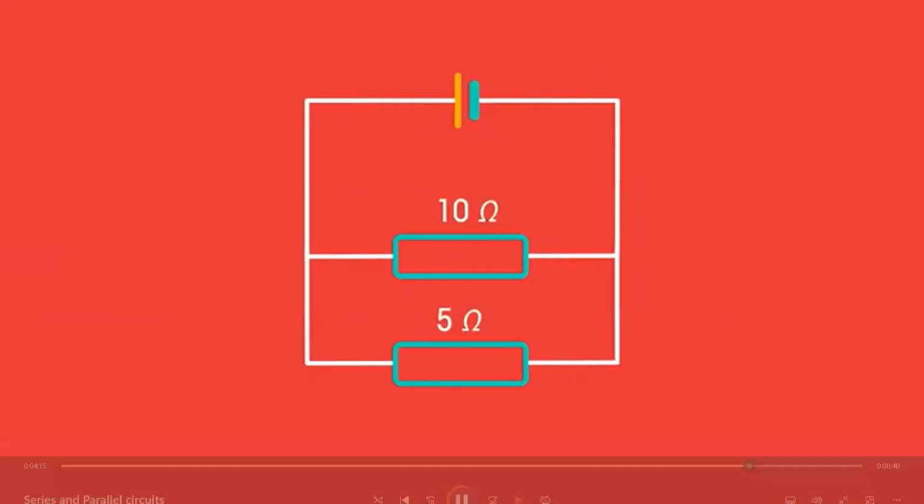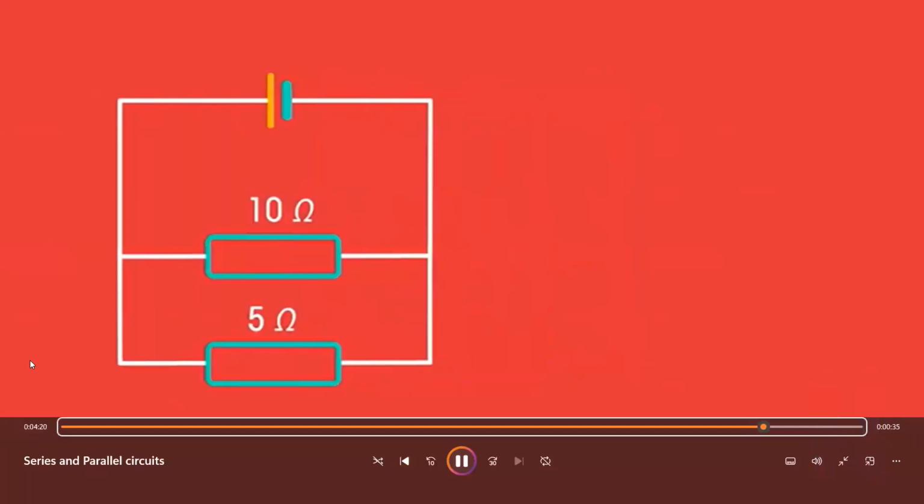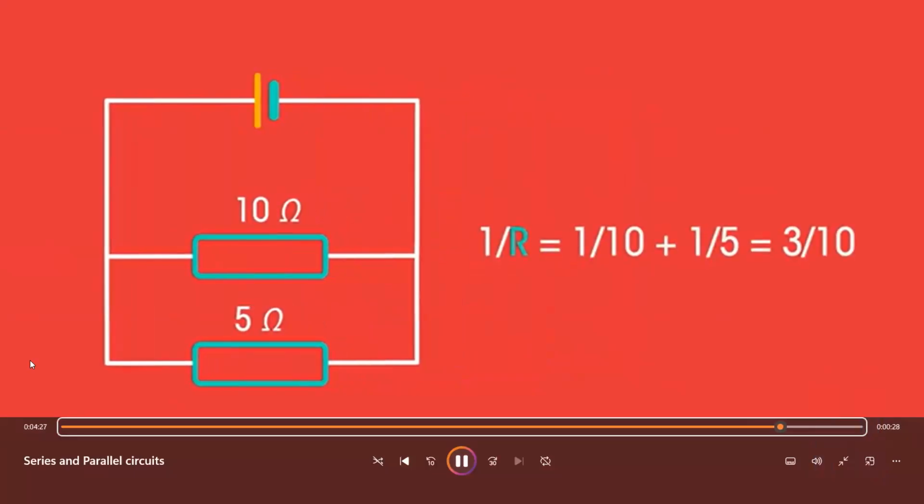Try this one. R 5, which equals 3. R equals 3.33. This means it's less than the 10 and less than the 5.